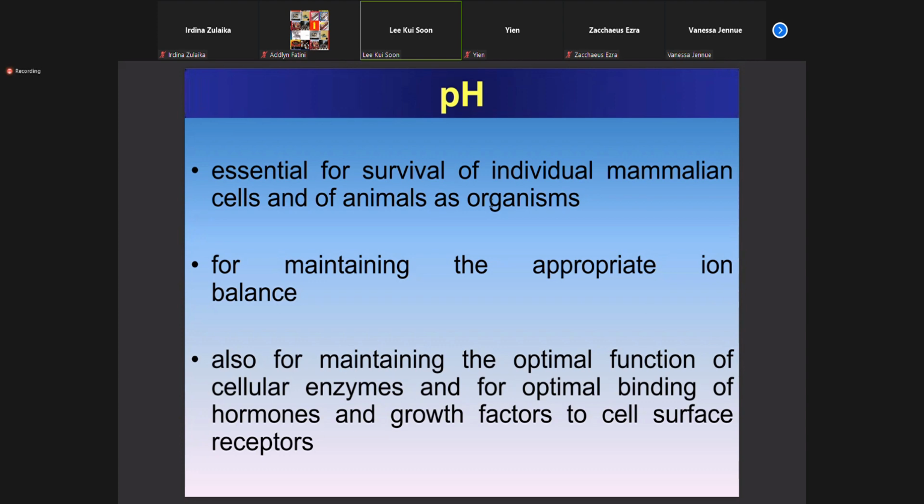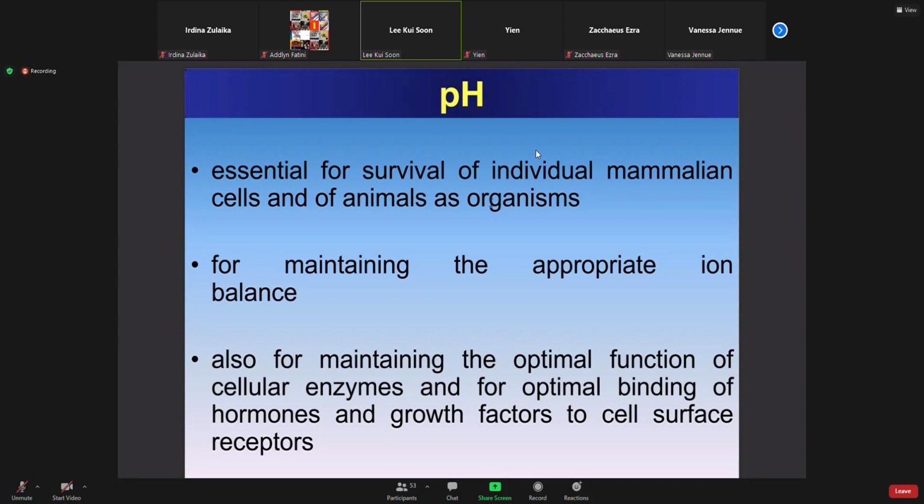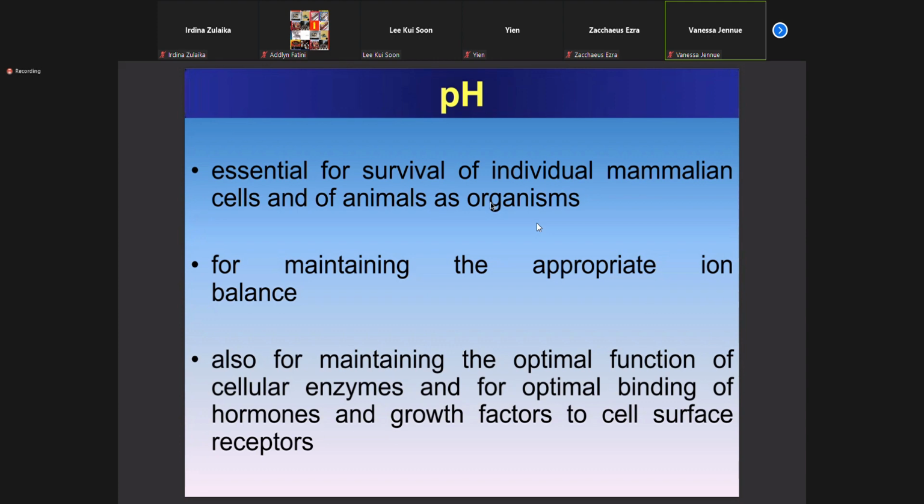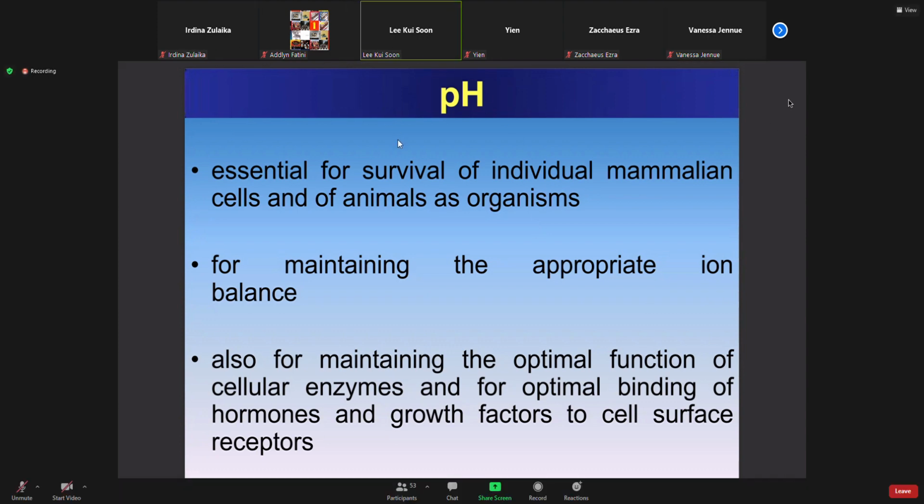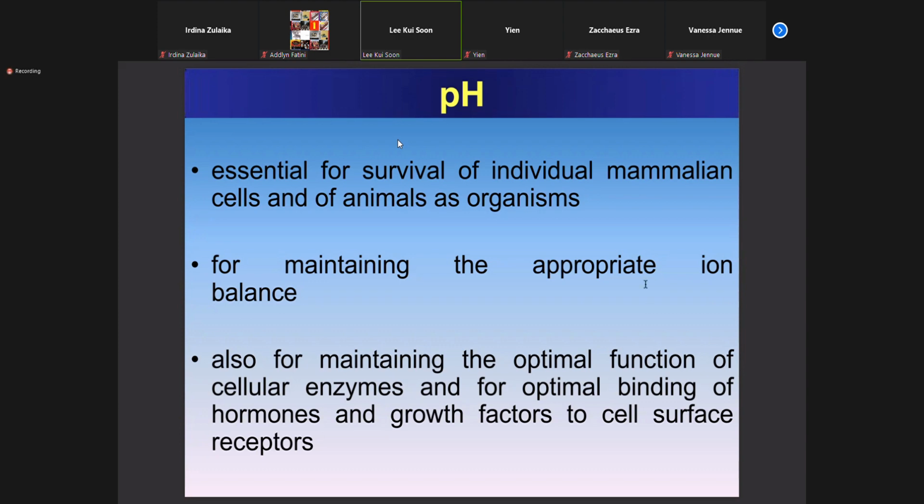So these are all basics. You really need to understand how the cell membrane works well. Okay, apa yang menyebabkan membrane cell itu tidak berfungsi dengan baik.